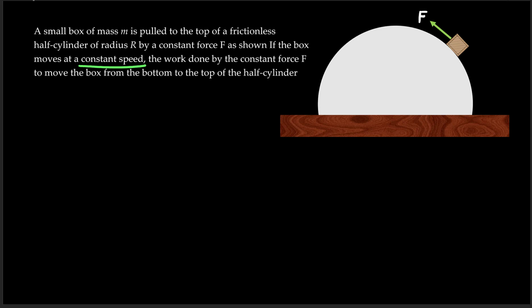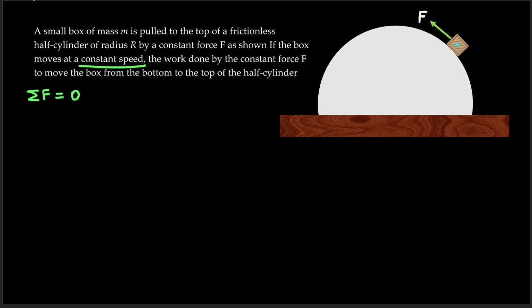Now, we are asked to calculate the work done by the constant force F to move the box from the bottom to the top of the half cylinder. Remember, the speed is constant, and if the speed is constant, it means that the sum of forces in any direction is zero. So the very first thing that we have to do is to draw a free body diagram of the forces acting on the box.